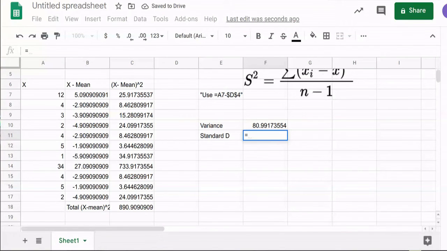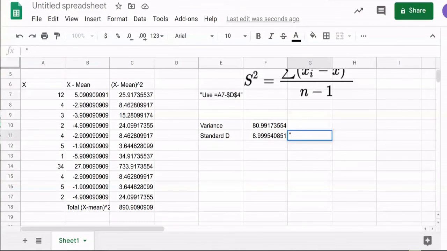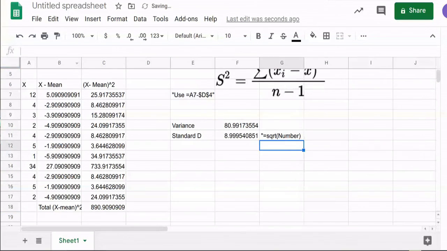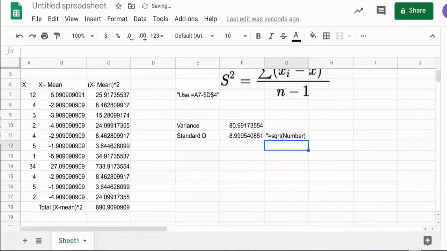And all we do is take the square root of that. Square root of number. And that's it, right? So you can do these by hand, but if you wanted to, you could do this on the computer if you wanted, right? It's up to you. If you feel more comfortable doing this by hand, do it by hand. I have no problem with that.